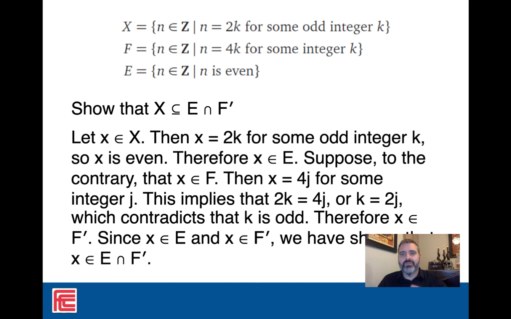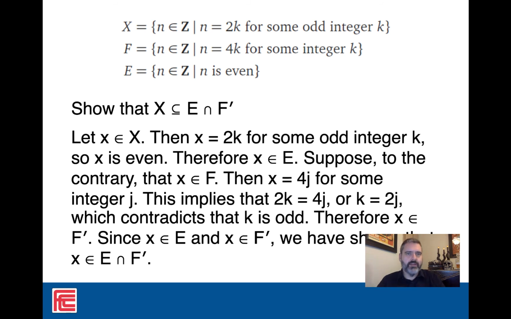But if k is 2j, then that has to be even. Any number multiplied by 2 is even. That's the definition of even. So that contradicts the fact that k is odd, and therefore we know that x is in the complement of F, not in F. And so since x is an element of E and x is an element of the complement of F, we've shown that x is an element of the intersection of E and the complement of F.